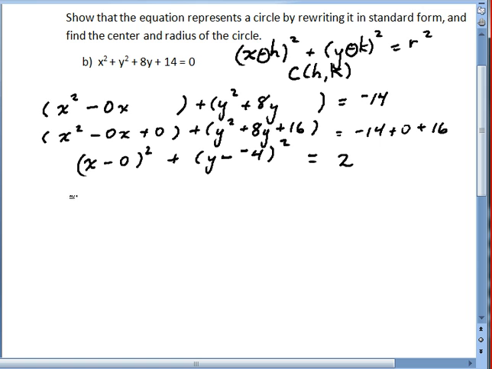So now we can see that the center has coordinates 0 and negative 4, that r squared is 2, therefore by the square root principle, r is plus or minus the square root of 2. We only take the positive square root of 2 because the radius must be positive. So our center is (0, negative 4). Our radius is the square root of 2.